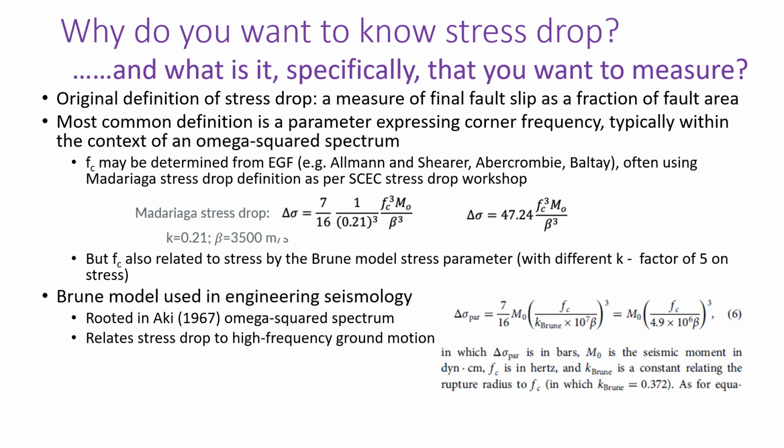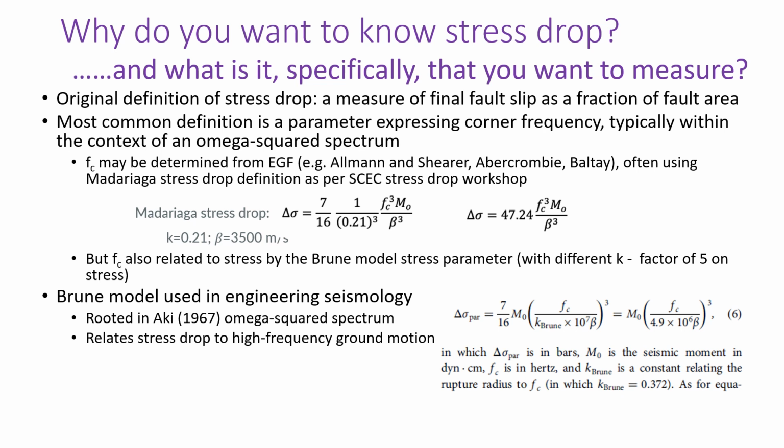More commonly, I think, though, when people are talking about stress, they're using it as a parameter that's expressing the corner frequency, typically within the context of an omega squared spectrum, where that corner frequency might be determined from an EGF method, such as some of the ones that have been used in this project to date, often with the Madariaga definition of stress drop.